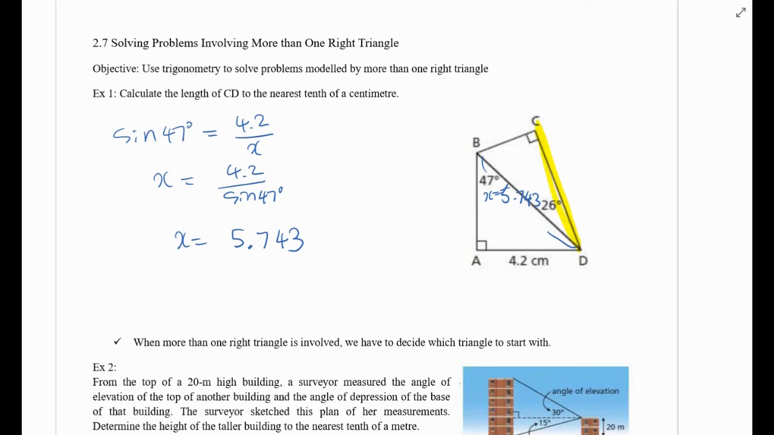Okay, so we have 26 degrees. So this is the opposite, and this is adjacent, and this is hypotenuse. Opposite is not given. We're not going to look at it. So we're going to use hypotenuse to find adjacent. So AH, which is CAH, right? So cosine 26 degrees is adjacent, let that be y, over hypotenuse, which is 5.743. Okay, to find y, we're going to multiply.